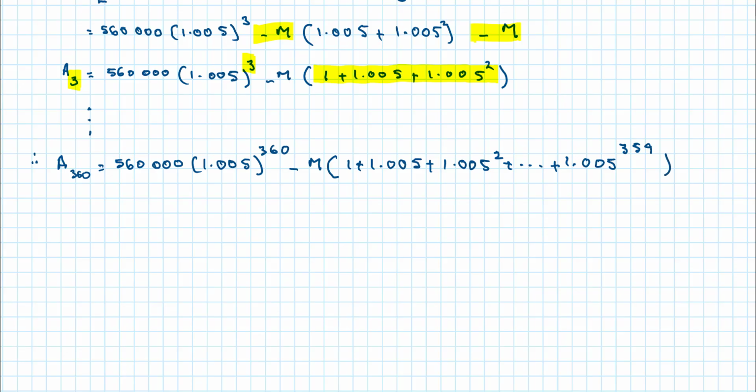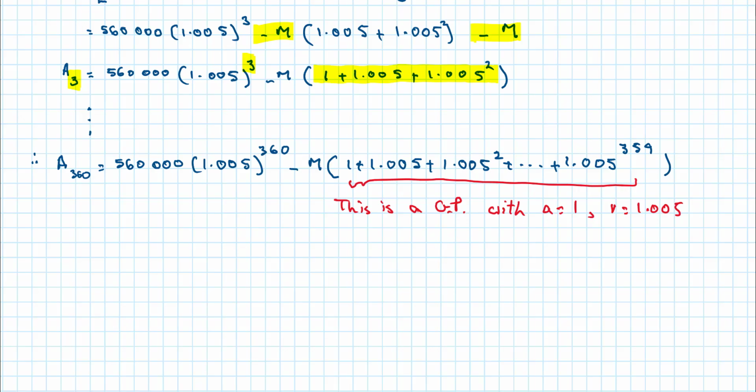I then need to write that this is a geometric progression with, I need 3 values: my initial value, my ratio, and the number of terms. Now the number of terms is actually 360 because I have 1 here, and then we have 359 terms of 1.005.